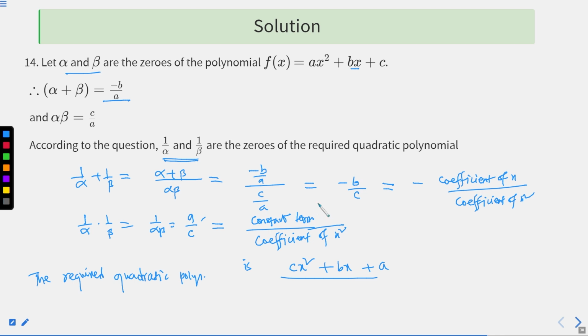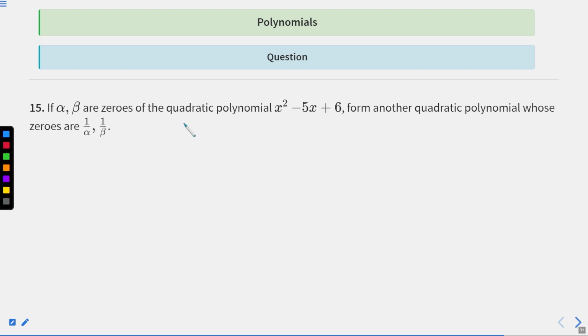Now let us move to question number 15. If alpha and beta are the zeros of the quadratic polynomial x² minus 5x plus 6, form another quadratic polynomial whose zeros are 1 by alpha and 1 by beta. Here you are given this quadratic polynomial, and alpha and beta are its zeros.